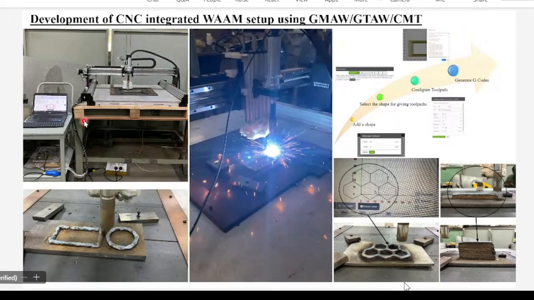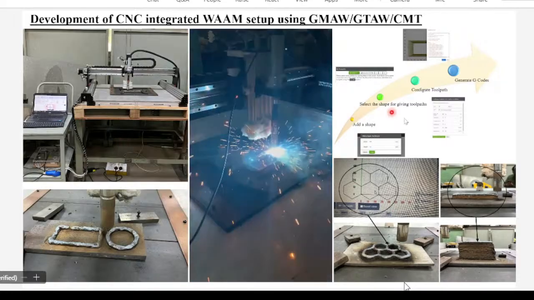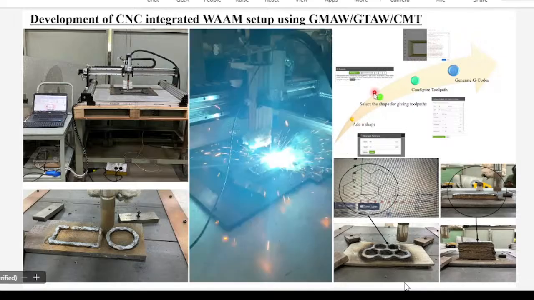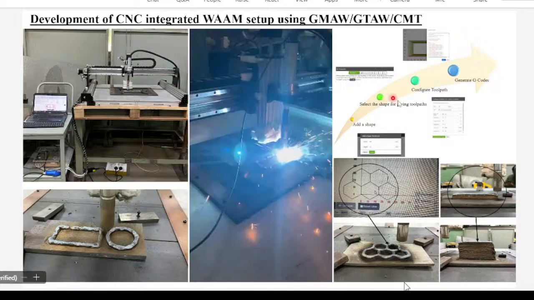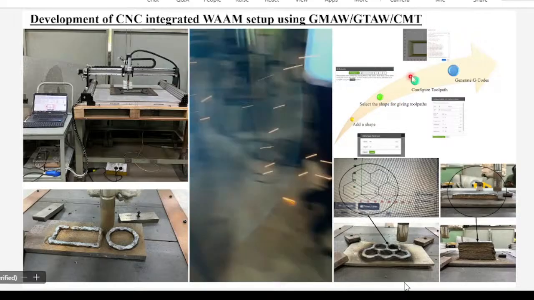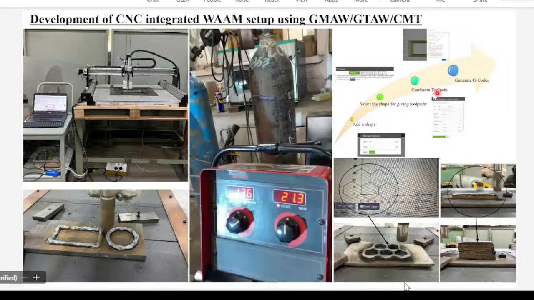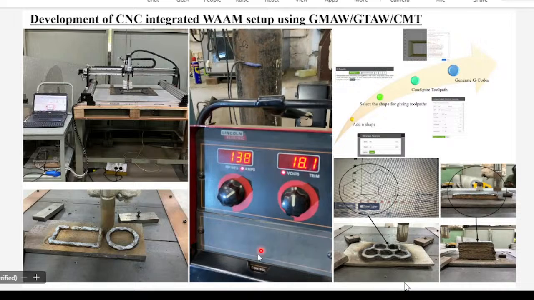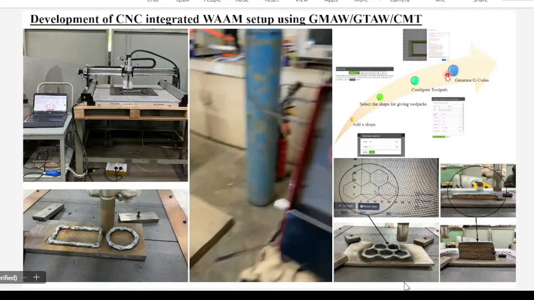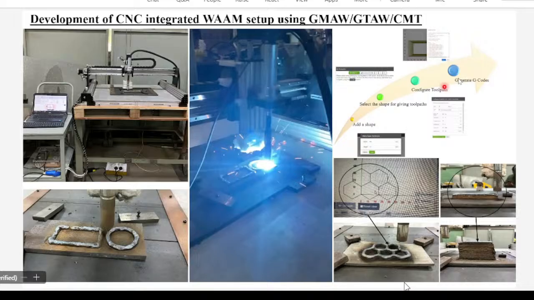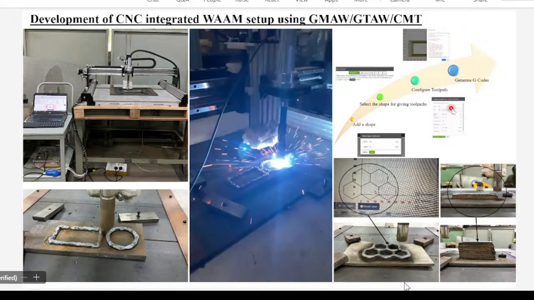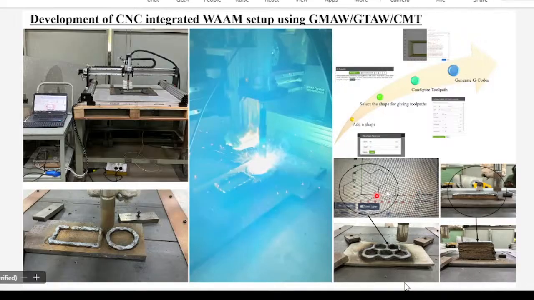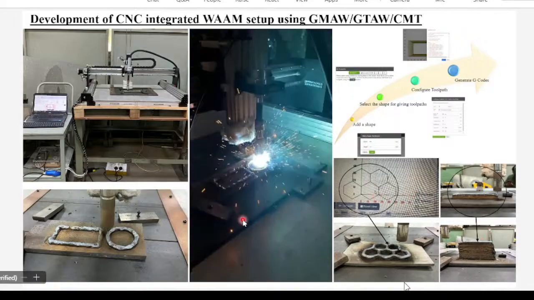For this development, I was using Open Build software. If we want to give any shape, you give the shape, then you give the tool paths. After that, you have to configure the toolpath, and then the software itself will automatically generate the G codes, and the G codes can be used for fabricating a 3D component. Here you can see the images.